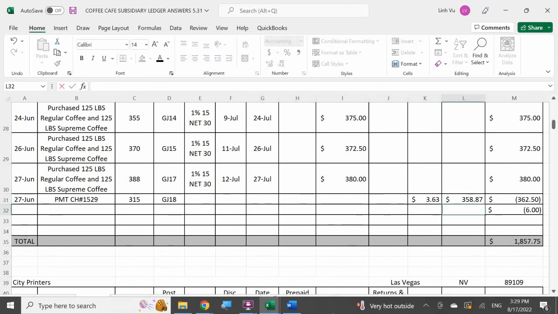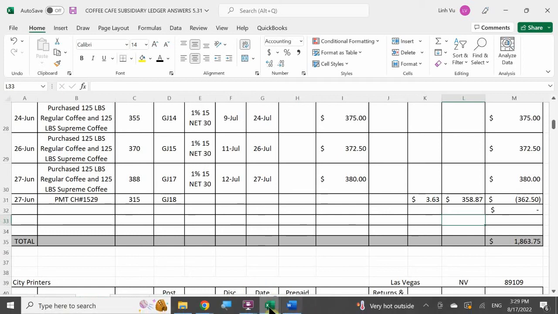What's the $6 down there for? That was my typo. Oh, okay. My cursor. I missed the cursor, or I couldn't find it, so it ended up being there. Okay, so that got all of it on there.